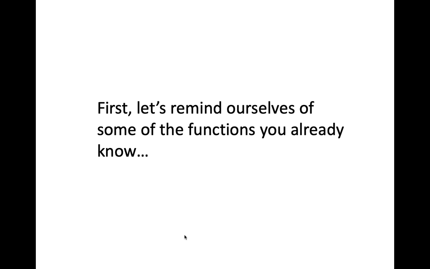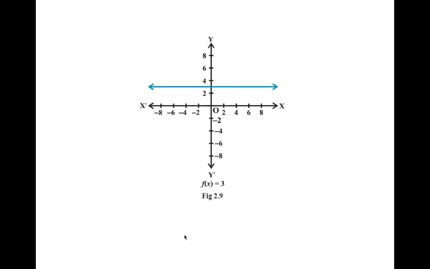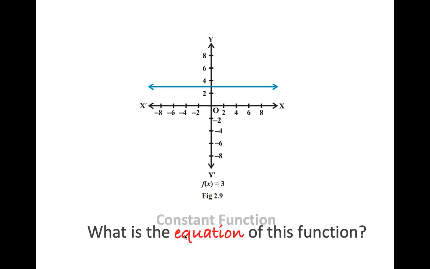So first, let's remind ourselves of some of the mathematical functions you already know. Keep in mind that a function mathematically is an equation which creates a graph for us. It's an equation that does something. It creates a graph. So looking at this one, we see that we have a graph. This graph is y is equal to 3. We sometimes call this a constant function because it is flat and doesn't change. You could also say it's linear, but its equation is y equals 3.